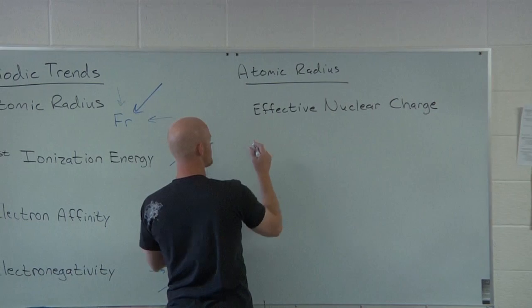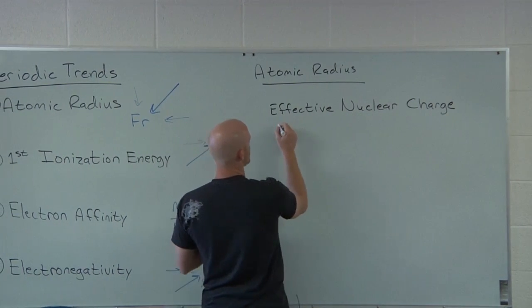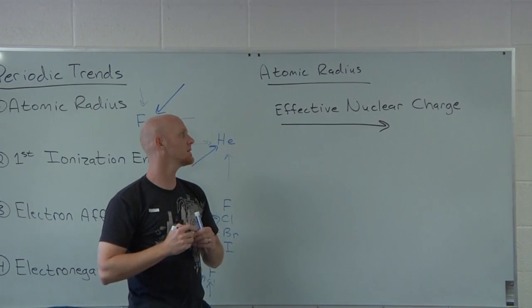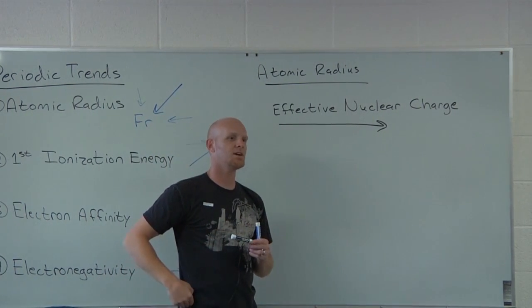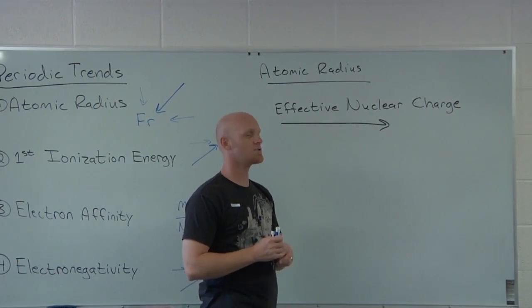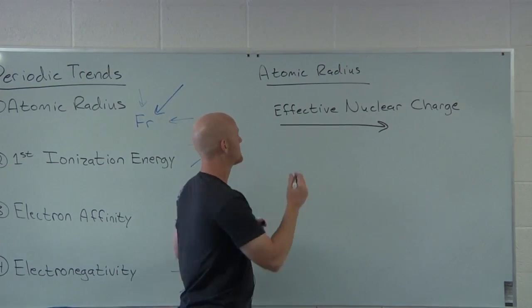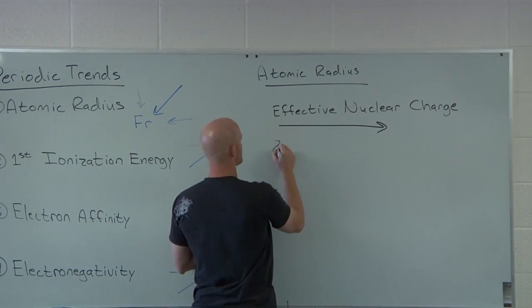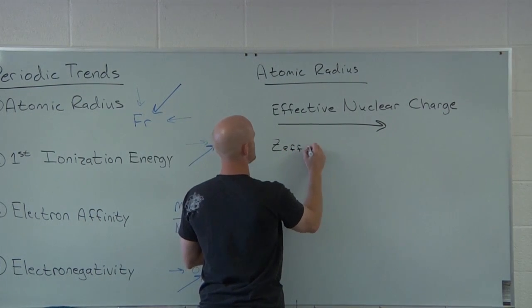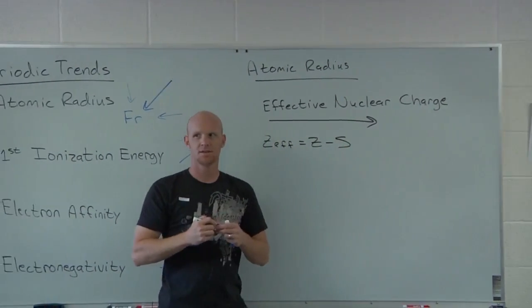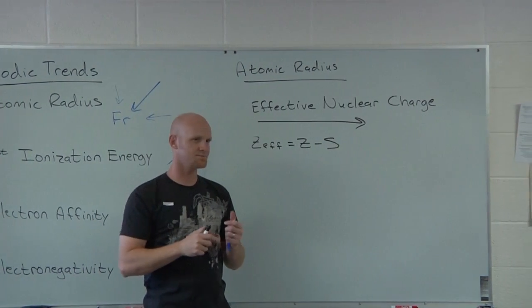We have a calculation for effective nuclear charge, which we'll look at in a sec, but it turns out effective nuclear charge increases going to the right, at least that experienced by what we call the valence electrons. The equation we use to calculate this: Z effective equals Z minus S.